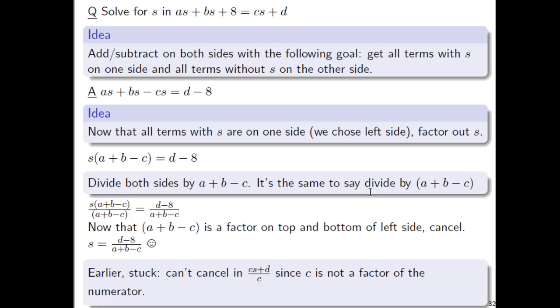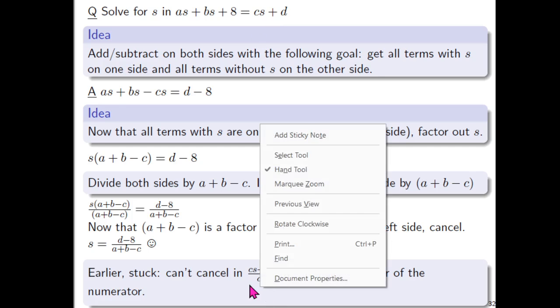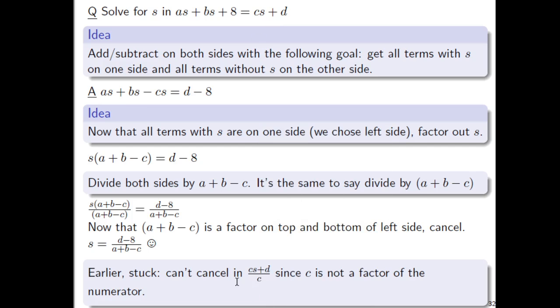Okay, again, just to comment earlier, we were stuck if you divided both sides by c in the original equation. On the right side you'd have cs plus d over c, and you'd be stuck because c is not a factor in the numerator. So on the other hand, just to compare over here, we can cancel quantity a plus b minus c because that's a factor on top and bottom. On the bottom, even though it didn't write the times 1 this time, it's 1 times quantity a plus b minus c. So we can cancel the factor on top and bottom.